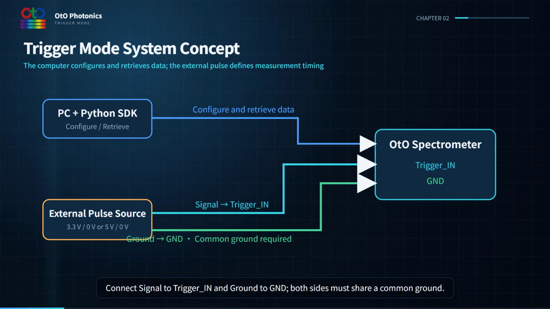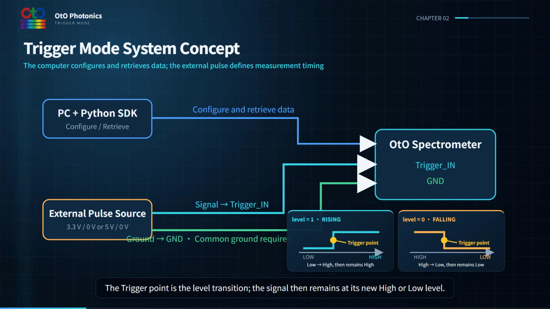Use the computer to configure the parameters first and retrieve the spectral data afterward. The external pulse connected to trigger in determines when acquisition actually occurs. Connect signal from the external trigger source to trigger in, connect ground to GND, and make sure both sides share a common ground. Trigger in accepts a 3.3 volt or 5 volt TTL signal.